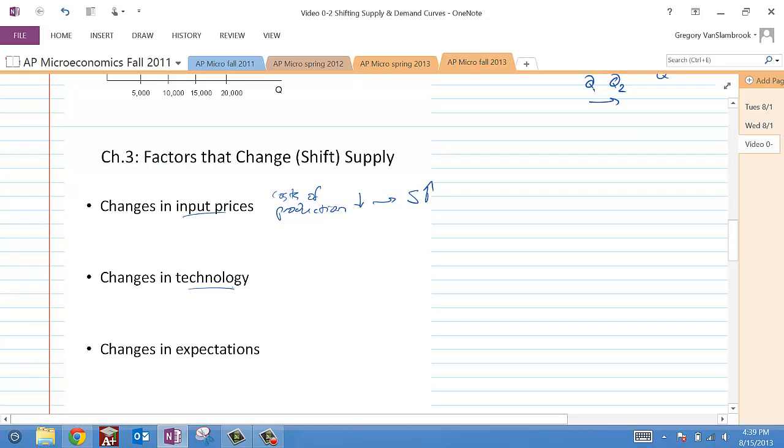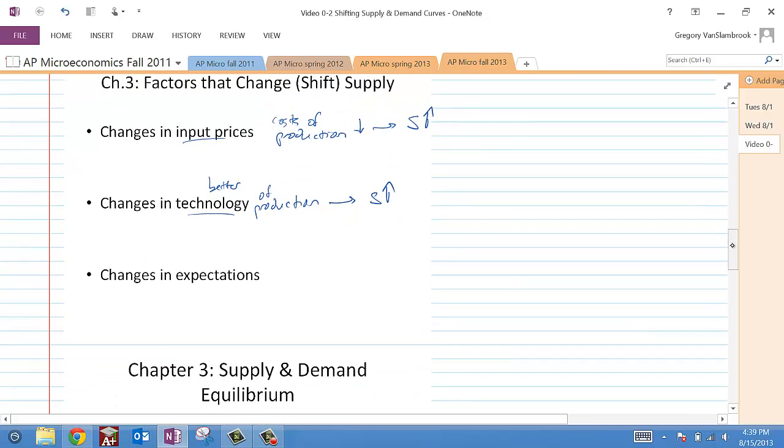Technology comes into play here in the same sense that cost of production does. We're talking about the technology of producing the good. Generally, better technology of production lowers the cost of production. So I'm going to put it this way: better technology in the production process tends to increase supply, tends to shift supply to the right.